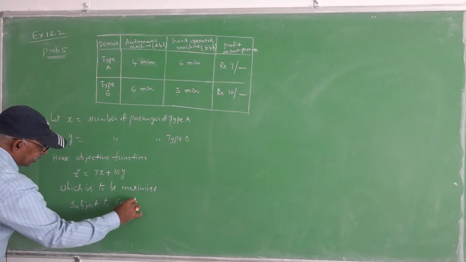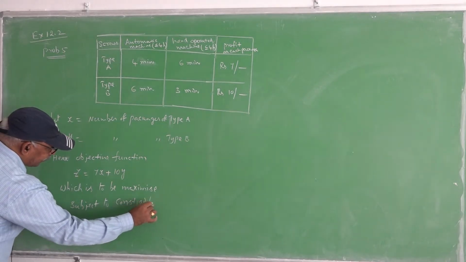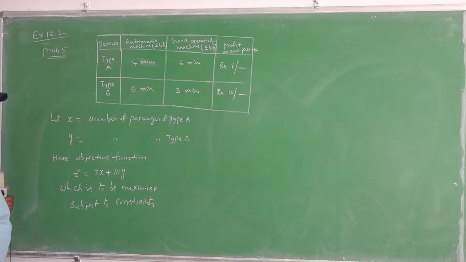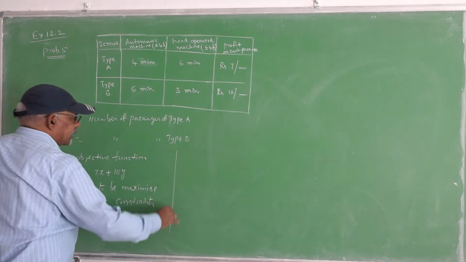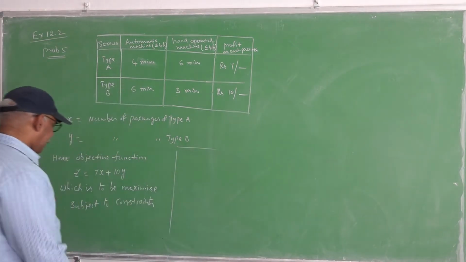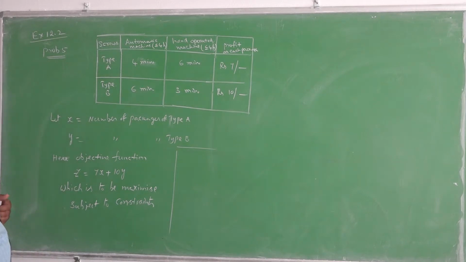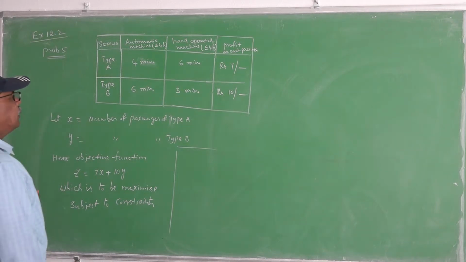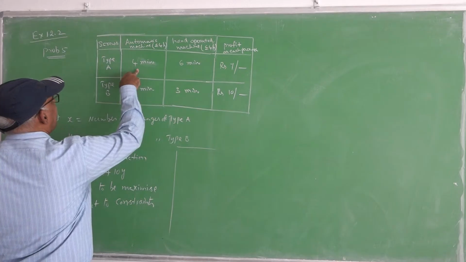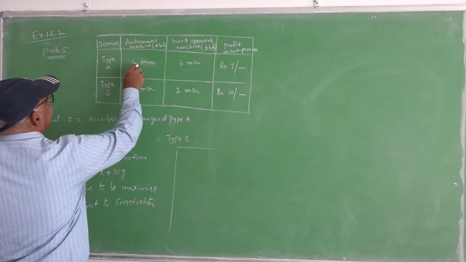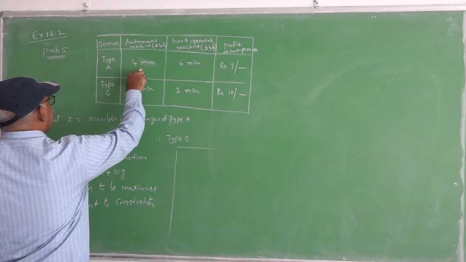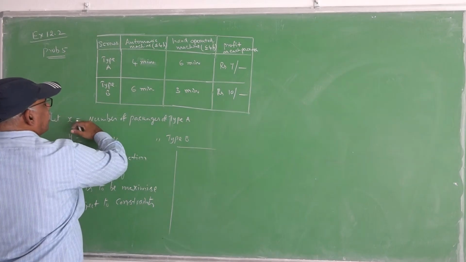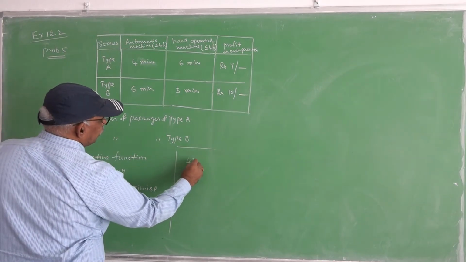Conditions or constraints. The constraints are, take these constraints here. Subject to the constraints. What are the constraints here? For each package of type A, the automatic machine takes 4 minutes. For x number of packages, it takes 4x minutes.